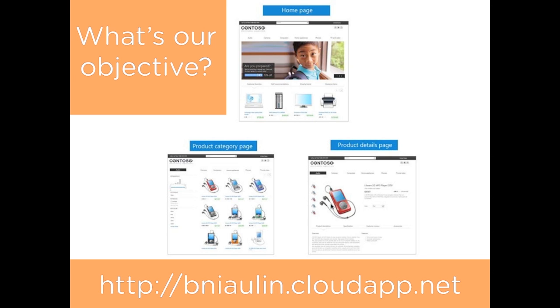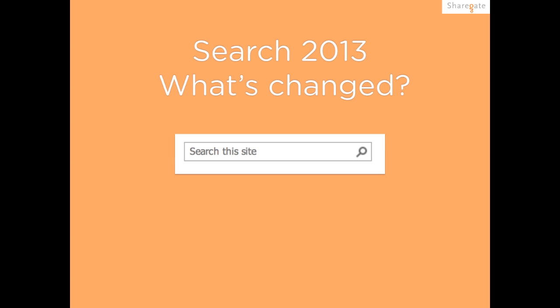Everything that we have on these pages is all search web parts, so that we're able to dynamically change what's on the pages based on what the user is currently clicking in the navigation. That's the objective of today: building a product catalog, or a product-driven website.